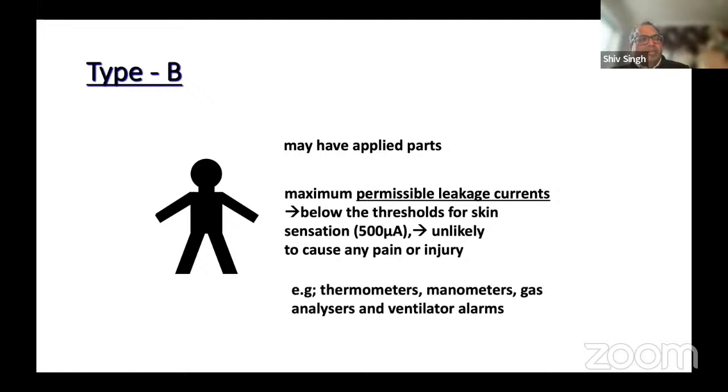So equipment like thermometers, manometers, gas analyzers, ventilator alarms. Now they don't come in direct contact with the patient, even though they are somehow connected to the patient, they're not coming in direct contact. So these types can be type B.